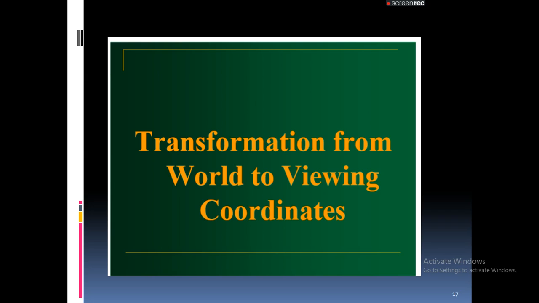The third step is we need to map the world coordinate system to the viewing coordinate system. Then only can we project a three-dimensional object on a two-dimensional plane. So the first two steps we completed: representing the position of the object in a world coordinate system, and defining the position of the camera in a viewing coordinate system.